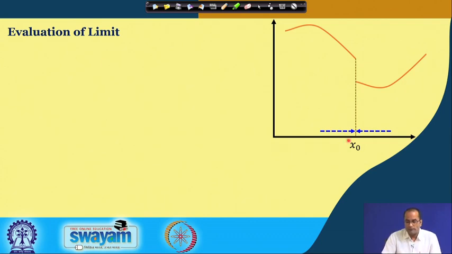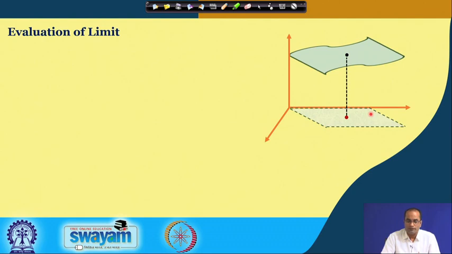While talking about the limit for a function of a single variable, we had two paths to approach a particular point, here x0 on the x axis. So, we can approach this point from the right side, or we can approach from the left side, in the case of functions of a single variable.